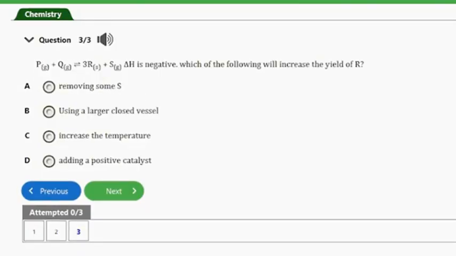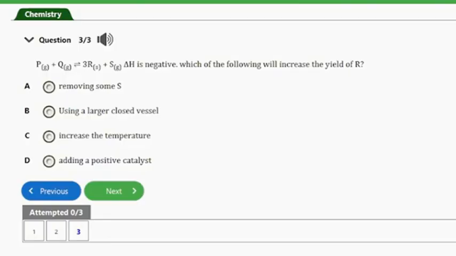Question number 3 says, which of the following will increase the yield of R? A. Removing some S. B. Using a larger closed vessel. C. Increasing the temperature. D. Adding a positive catalyst.